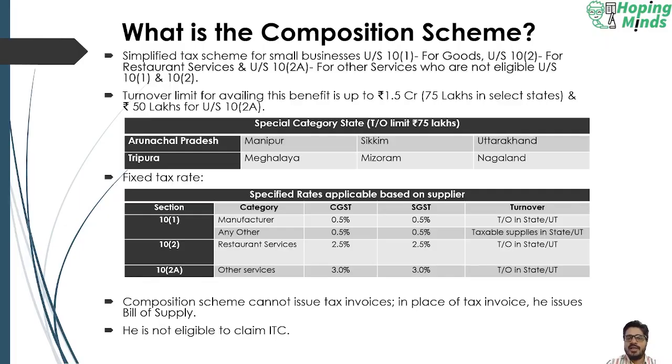So the composition dealers cannot raise a tax invoice, rather they have to issue a bill of supply. They cannot charge GST in the invoices and the entire amount is inclusive of GST and they have to pay the GST on the amount mentioned in the bill. Also, the composition dealers are not eligible to claim any input tax credit against their purchases or expenses.